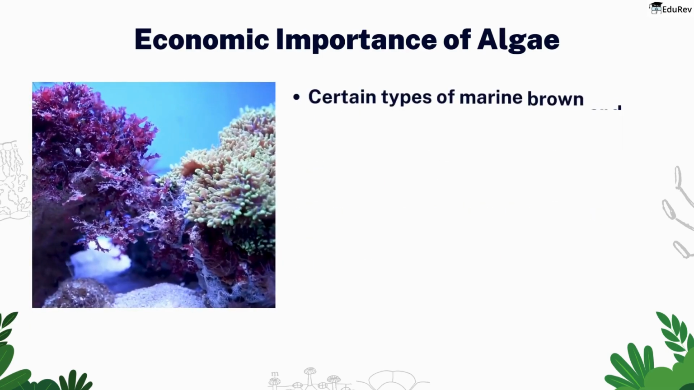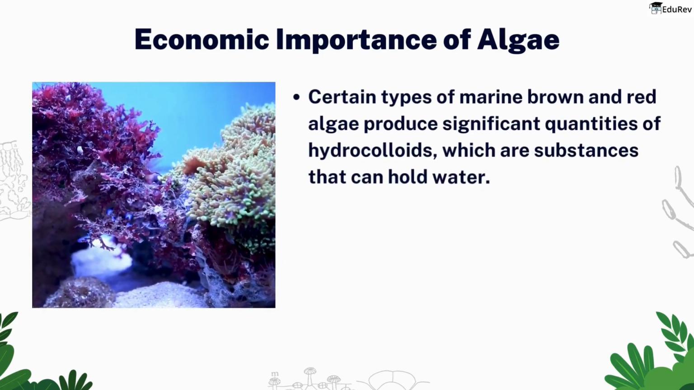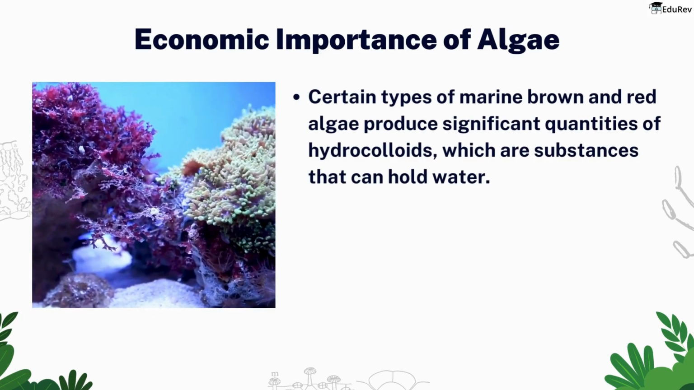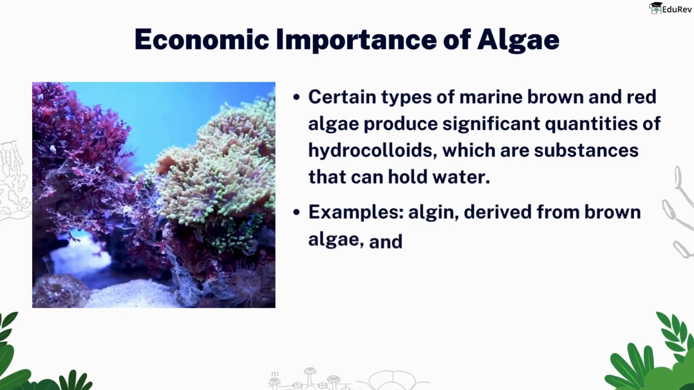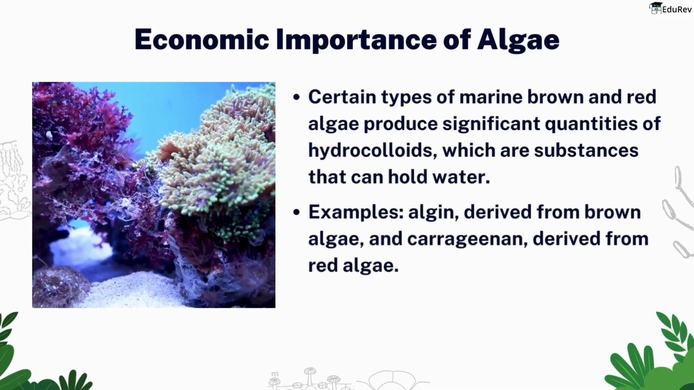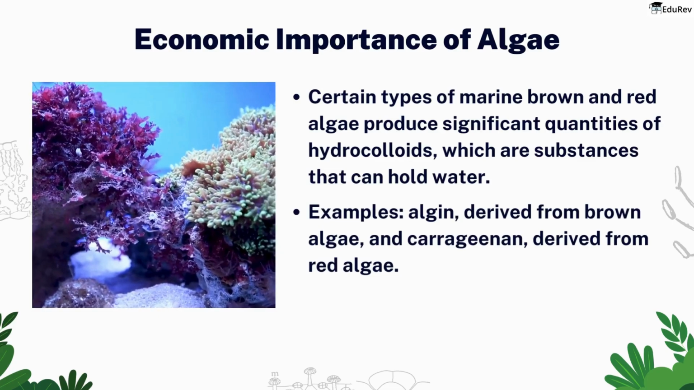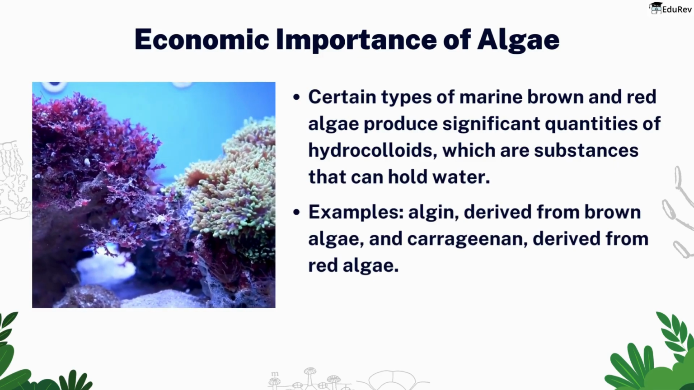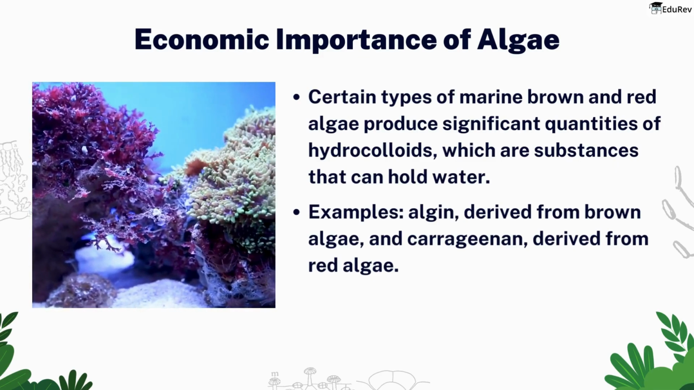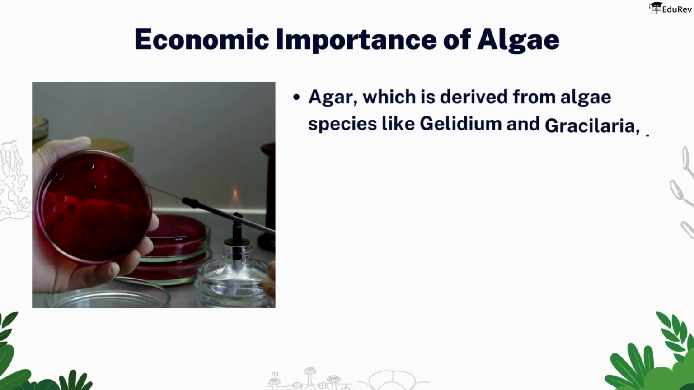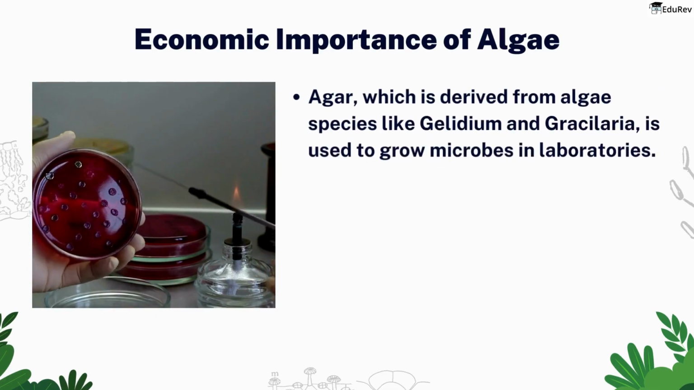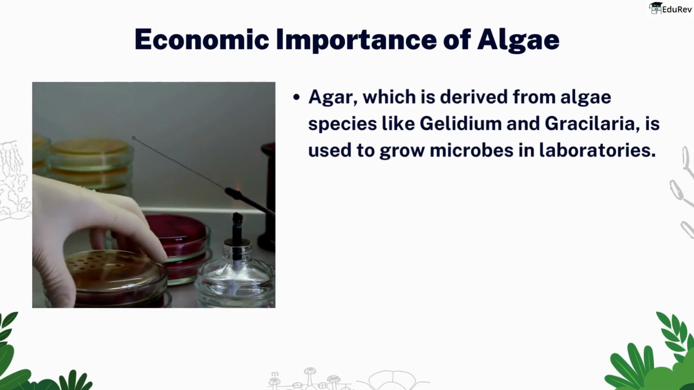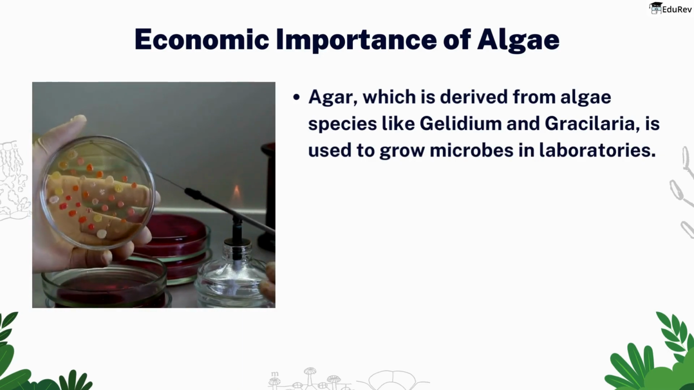Additionally, certain types of marine brown and red algae produce significant quantities of hydrocolloids, which are substances that can hold water. Examples of these hydrocolloids include algin, derived from brown algae, and carrageenan, derived from red algae. These hydrocolloids have commercial applications in various industries. Agar, which is derived from algae species like Gelidium and Gracilaria, is used to grow microbes in laboratories, and is also used in the preparation of ice creams and jellies.